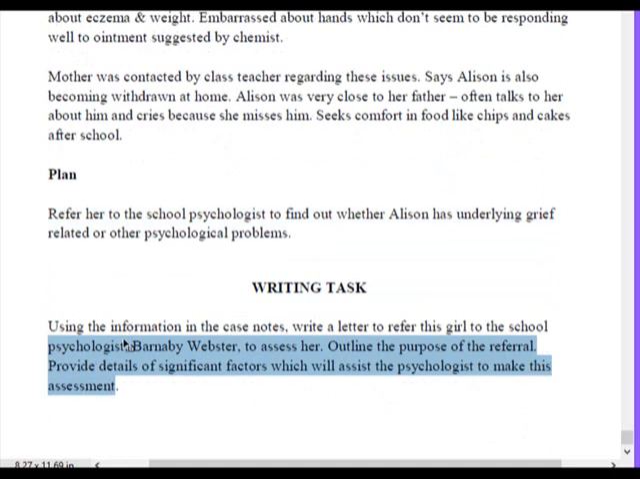Let's read this as well. So using the information in the case notes, write a letter to refer this girl to the school psychologist, Barnaby Webster, to assess her. So Barnaby Webster is a school psychologist to whom you're going to write the letter. Outline the purpose of the referral, so it is this, and provide details of significant factors which will assist the psychologist to make this assessment. So you need to write or include the significant factors in the letter so that it helps this psychologist.